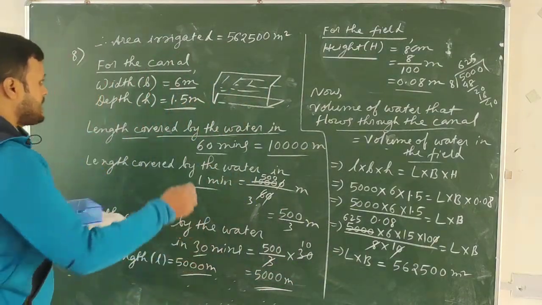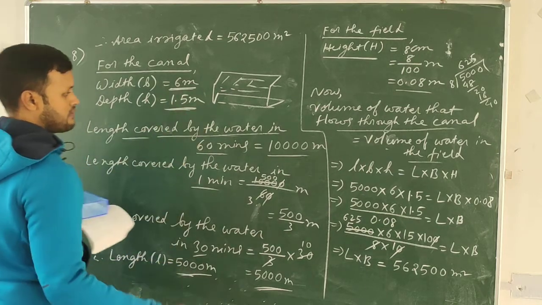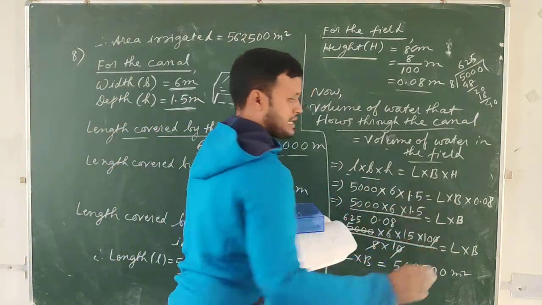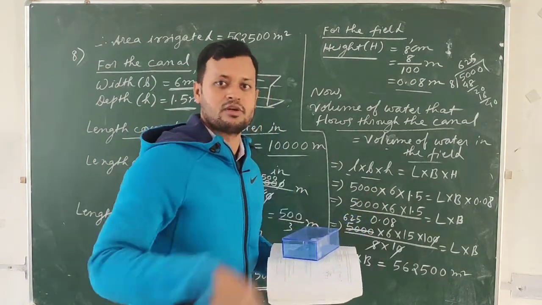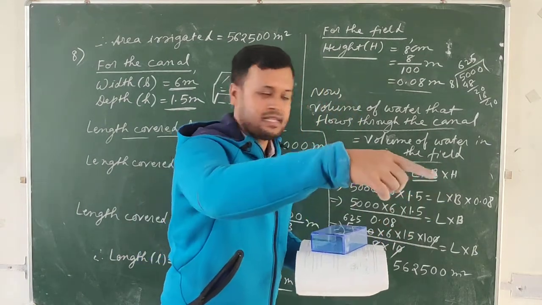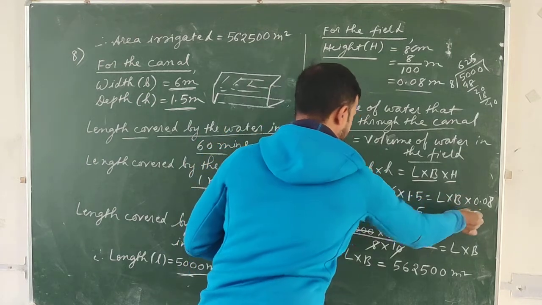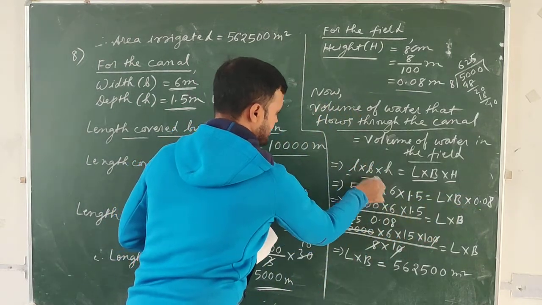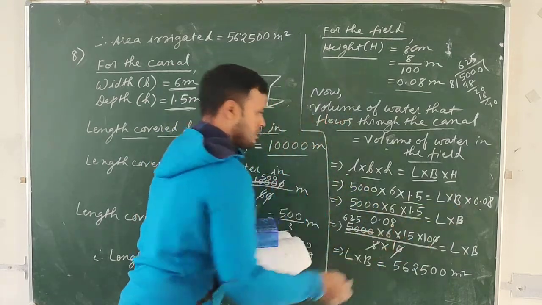So volume of water that flows through the canal: what is the length? Length is 5,000, breadth is 6, and the height is 1.5. So L into B into H, because the canal is a cuboid. And volume of water in the field, students, field also you consider to be a cuboid. L into B into H: height is 0.08, length you put 5,000, breadth you put 6, and the canal height you put 1.5. So 0.08 you just bring it down.